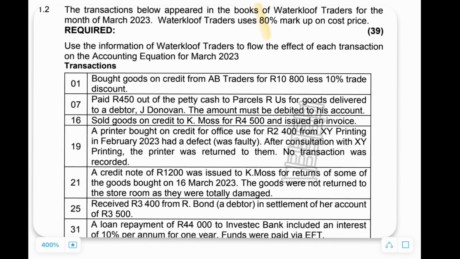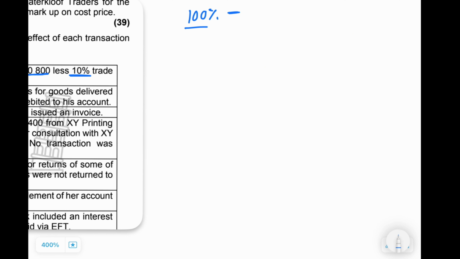What I need you to know is that when you are paying full price on anything, you are paying 100% of that amount because there's nothing that has been subtracted from it. However, if you receive a discount, you're no longer paying 100%. You are going to pay less than 100%. So in this case, AB Traders gave us 10% discount. So we are now going to pay 100% minus 10%, which means we are going to pay only 90% of the amount. Okay. I hope you got it.